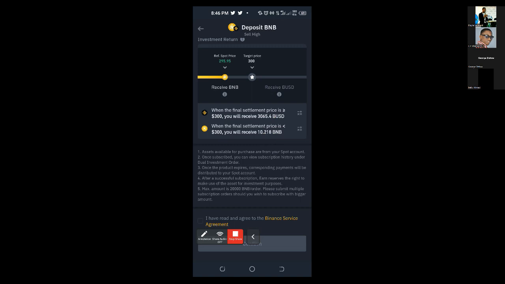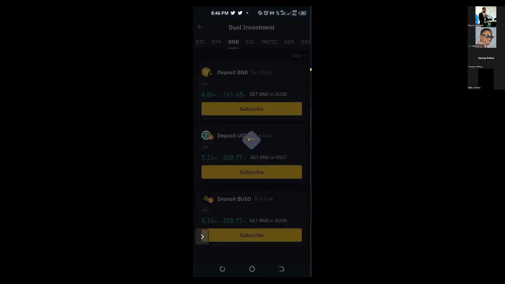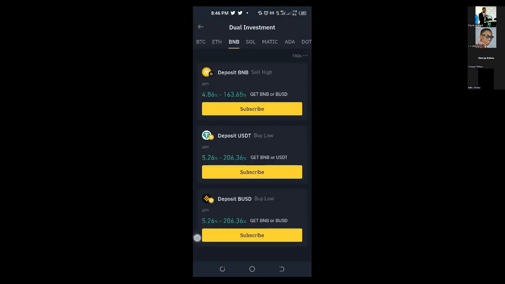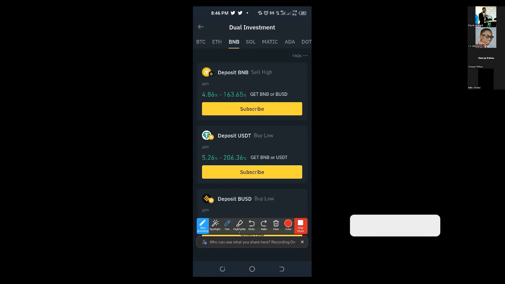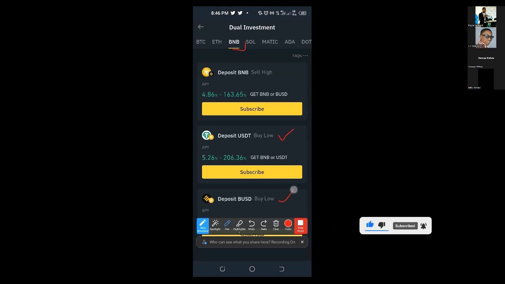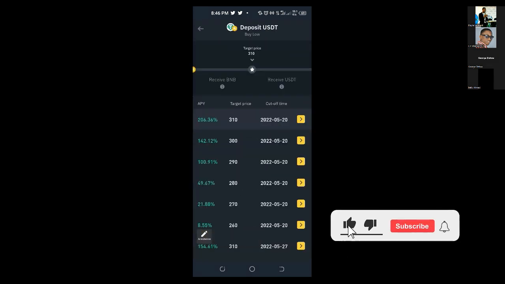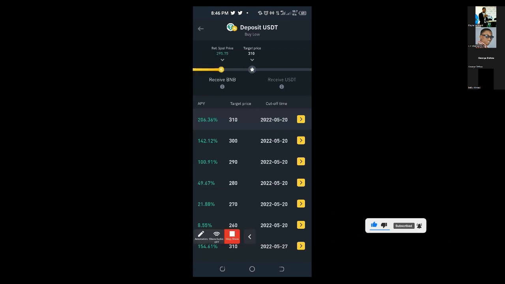If you want to do this with a stable coin, it means that you need to have BUSD or USDT. Once you click on the asset, the next thing is to click the stable coin that you have, either BUSD or USDT, any of these that you have. So if I go ahead and select, let's do it with USDT, okay? So I'll select subscribe for USDT. Once I click on that, these are the different prices that you are given, okay?